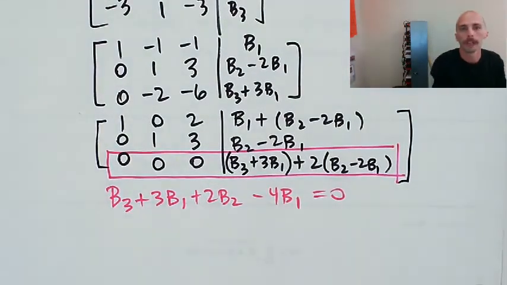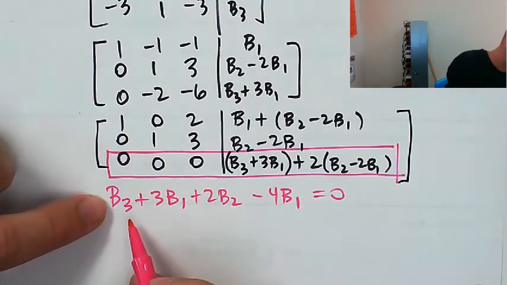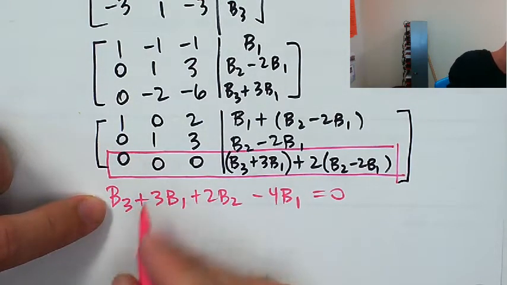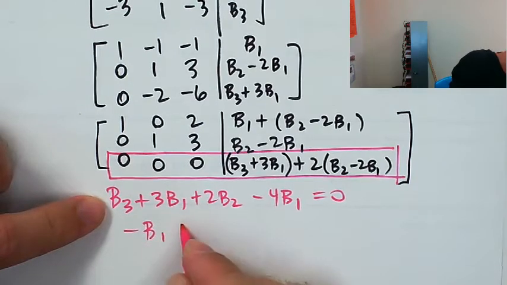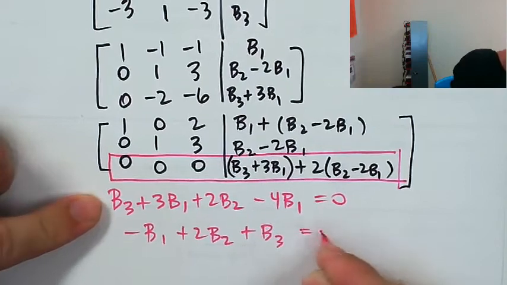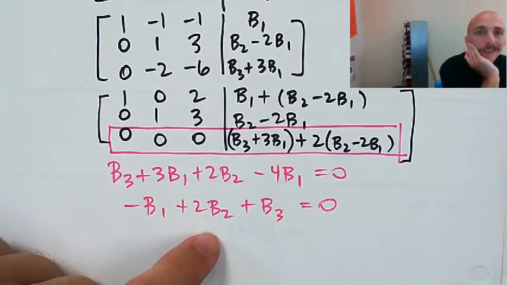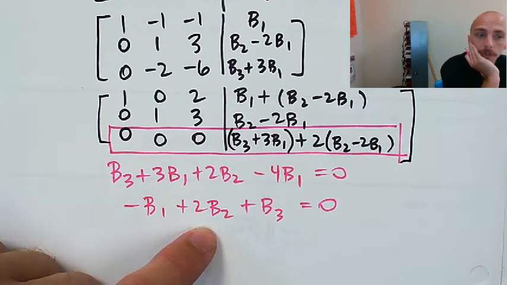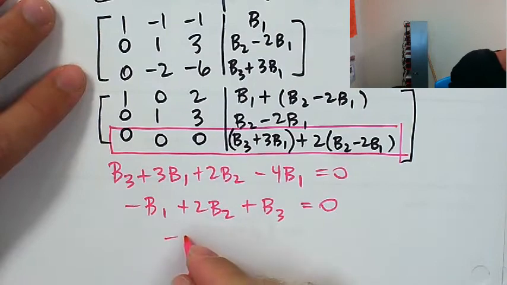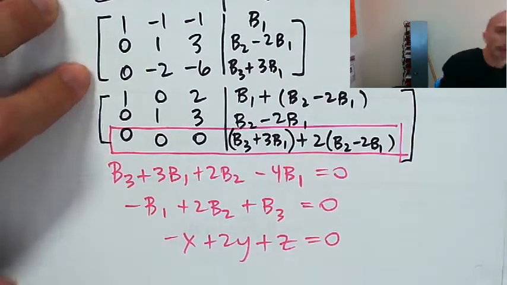Okay. So what I'm going to do is I'm going to clean all of this up, and I'm going to say, all right, we're going to have, what is it? 3 minus 4 is negative 1 B1s, 2 B2s, and a B3. That needs to equal 0. Okay. What this is going to be, basically, is a plane, right? Because this is a linear equation in 3 variables. This is very similar to the plane negative x plus 2y plus z equals 0.